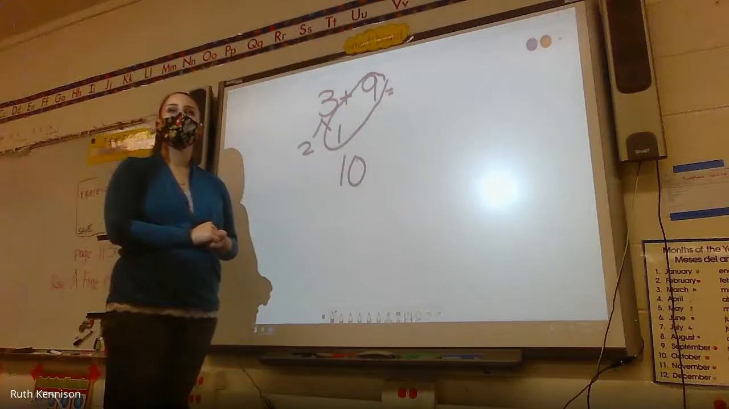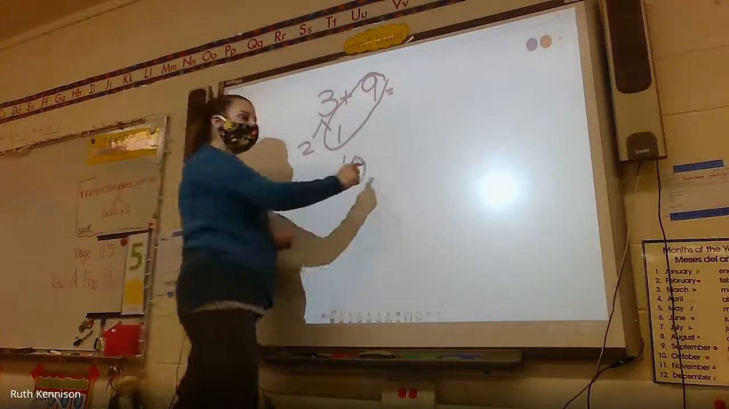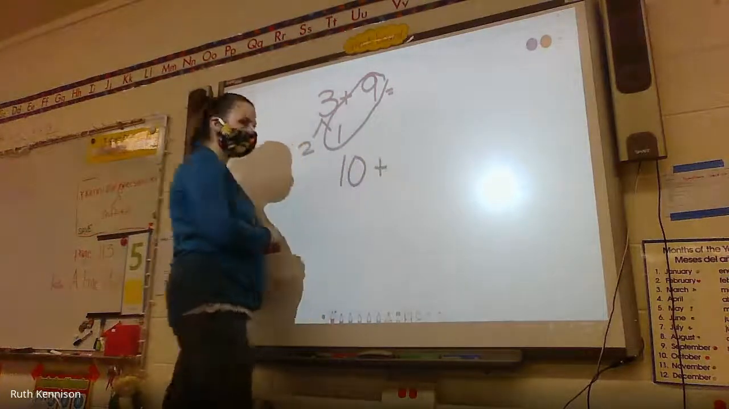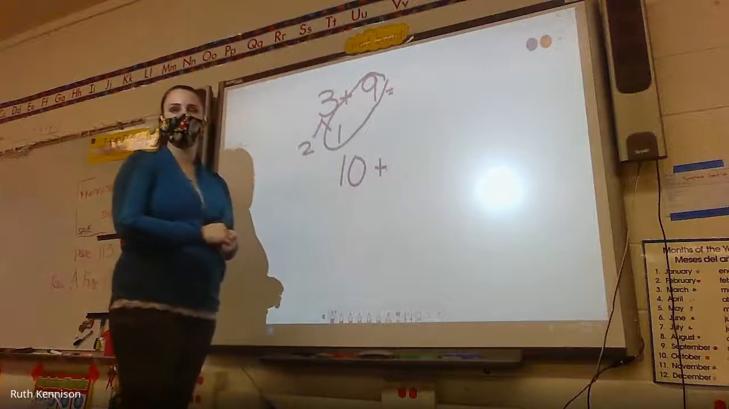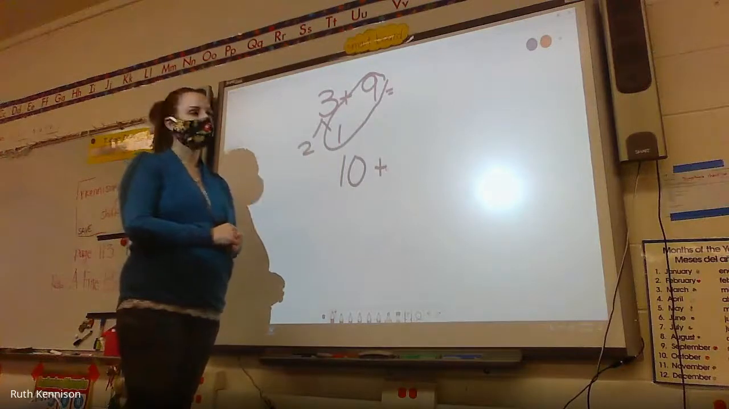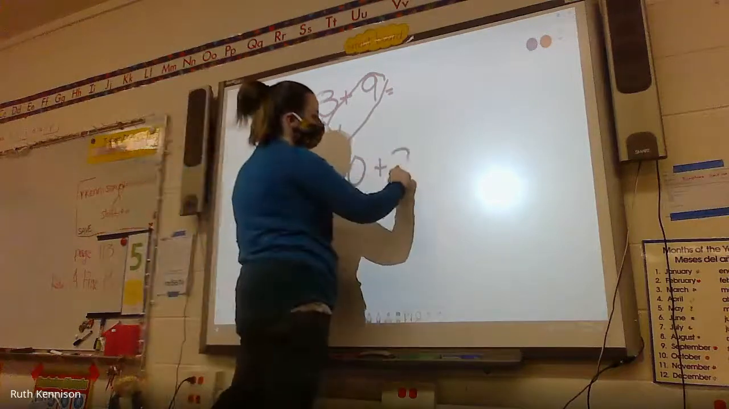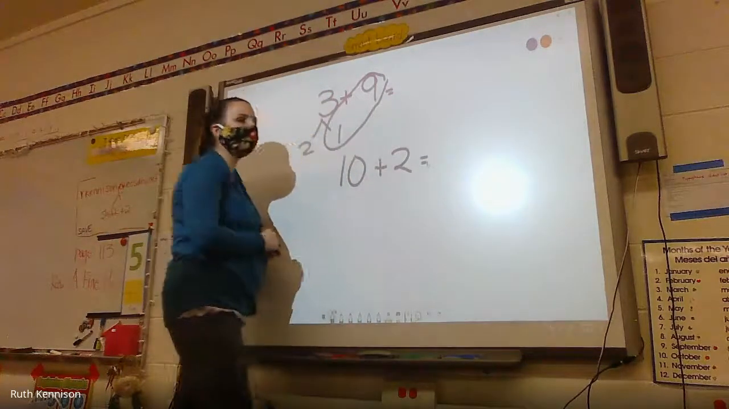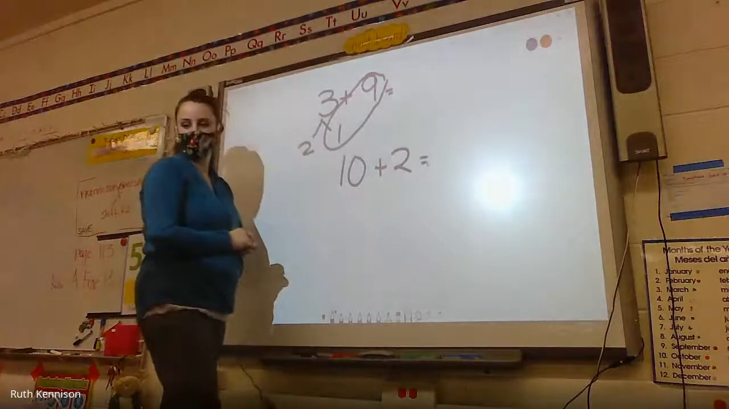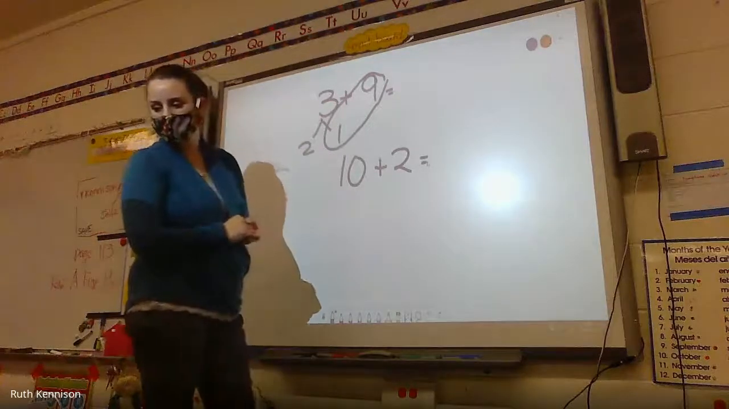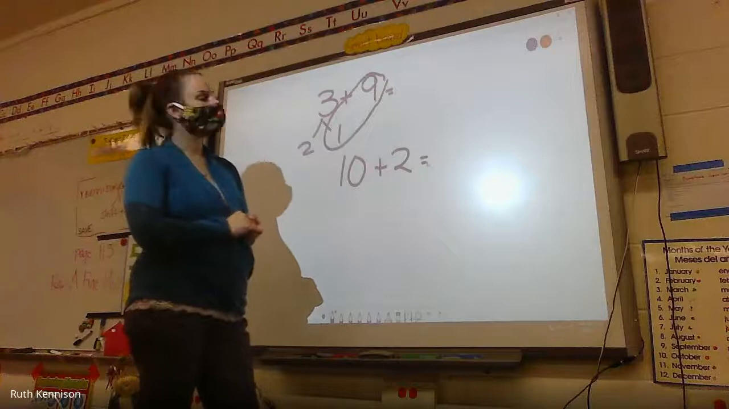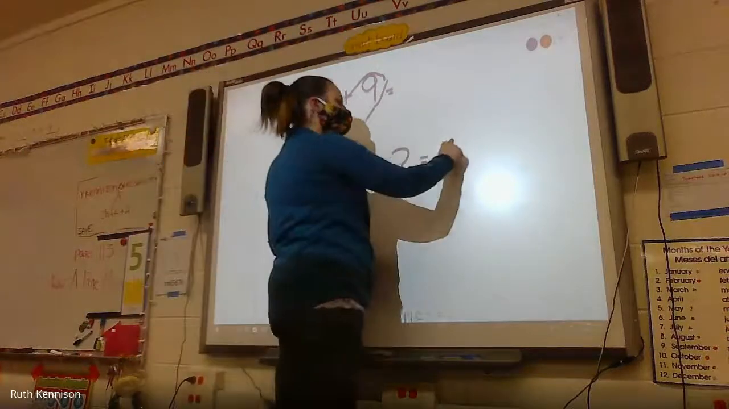So we made a plus. Okay, you want me to do a plus sign and then what? And then put that number in. This number? Okay, so now you have 10 plus 2, and what's your answer? 2. Which would be 12.